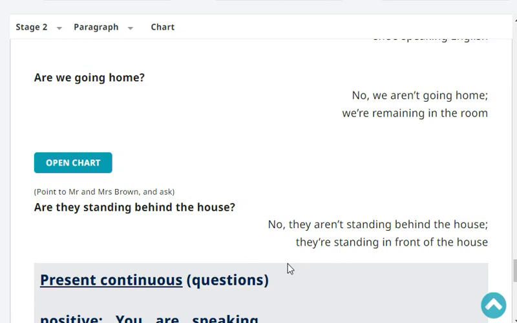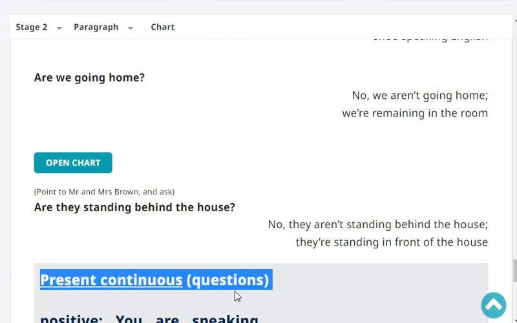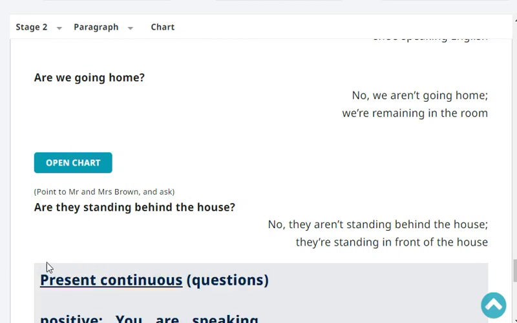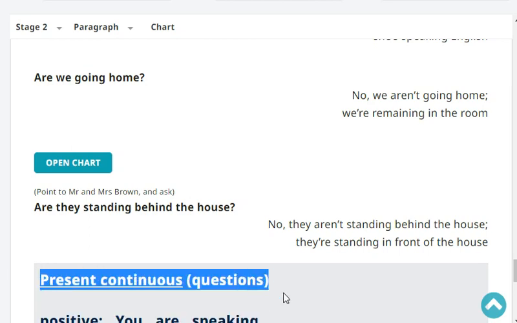Okay, so we're done with present continuous positive, present continuous negative. Now let's talk about present continuous questions. Okay, so here we go. Question.